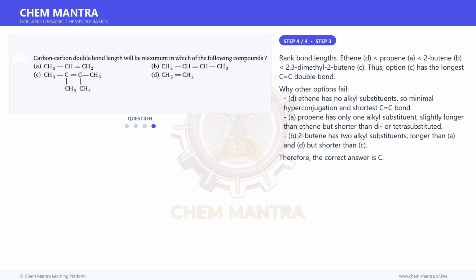Ethene has no alkyl substituents, so minimal hyperconjugation and the shortest C=C bond. A. Propene has only one alkyl substituent, slightly longer than ethene but shorter than B or the tetrasubstituted alkene. B. 2-butene has two alkyl substituents, longer than A and D but shorter than C.